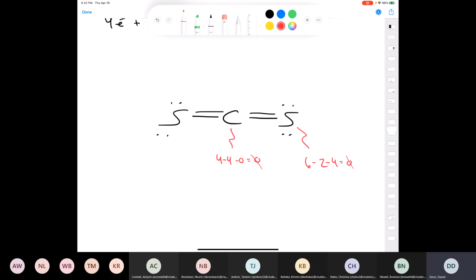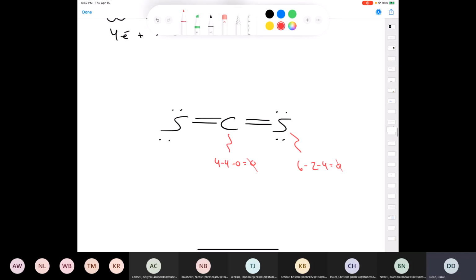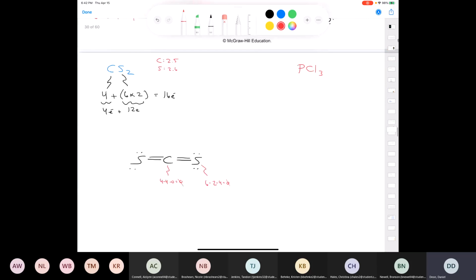All the atoms have complete octets. There's no formal charges. Everything is good. So that would be a perfectly good Lewis structure for carbon disulfide. I'm going to do PCl3 a little bit quicker.